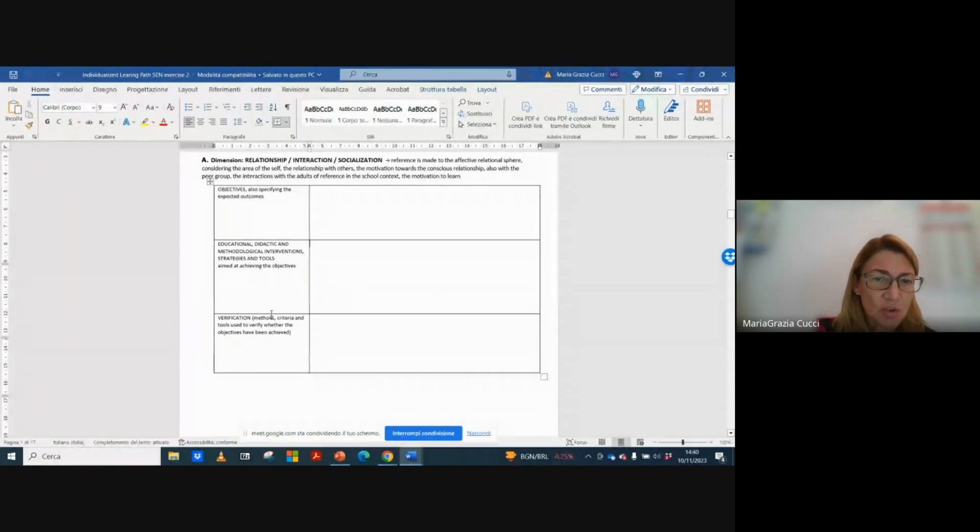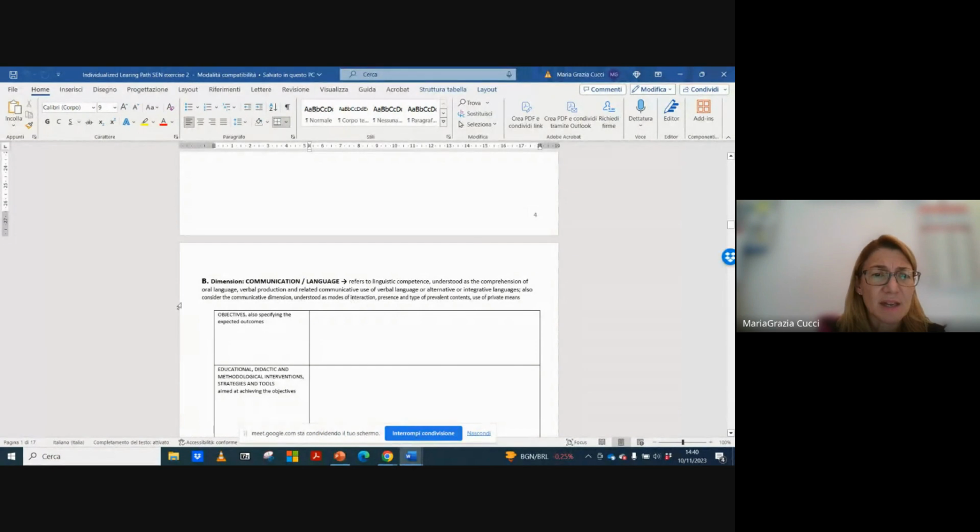And then verification methods, criteria, and tools used to verify whether the objectives have been achieved. Of course, the observation during the class, during the explication, during the homeworks, during the correction of homeworks, during some team groups that we can use in order to see whether the motivation of the student is increasing.